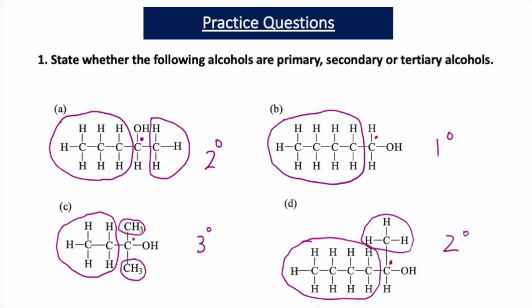So alcohol A is classed as a secondary alcohol because there's 2 alkyl groups on the carbon next to the OH and I've circled them. And alcohol B is classed as a primary because there's only 1 alkyl group on the carbon next to the OH. And alcohol C is tertiary because there's 3 alkyl groups that I've circled here attached to the carbon next to the OH. And alcohol D is classed as a secondary alcohol because there's 2 alkyl groups on the carbon next to the OH.